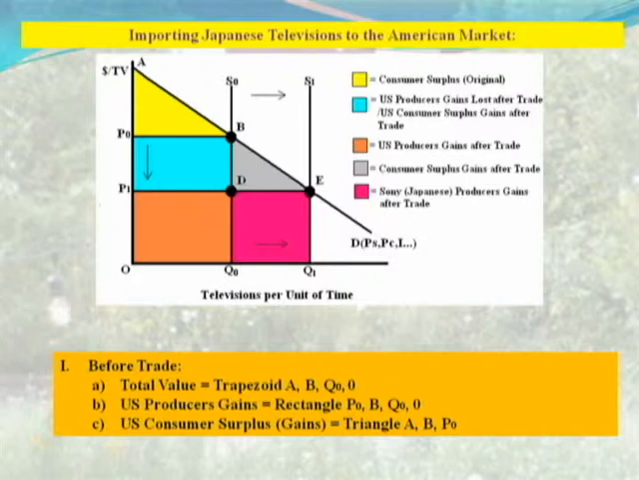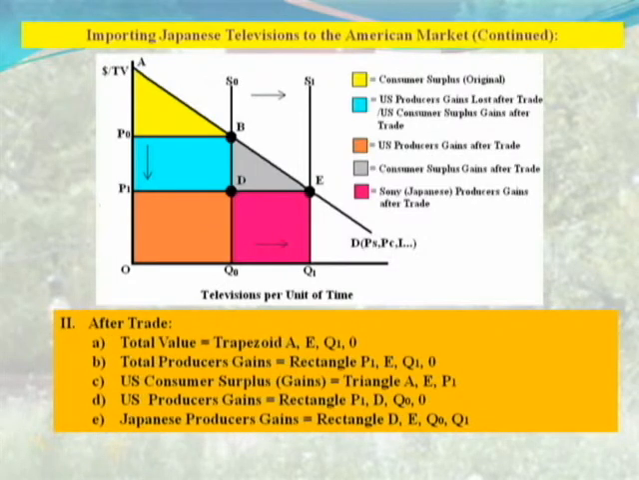The U.S. consumer surplus or gains equals the triangle A, B, and P for the price sub 0. So that triangle area there represents the U.S. consumer, in this case of televisions, gains. And now to continue.